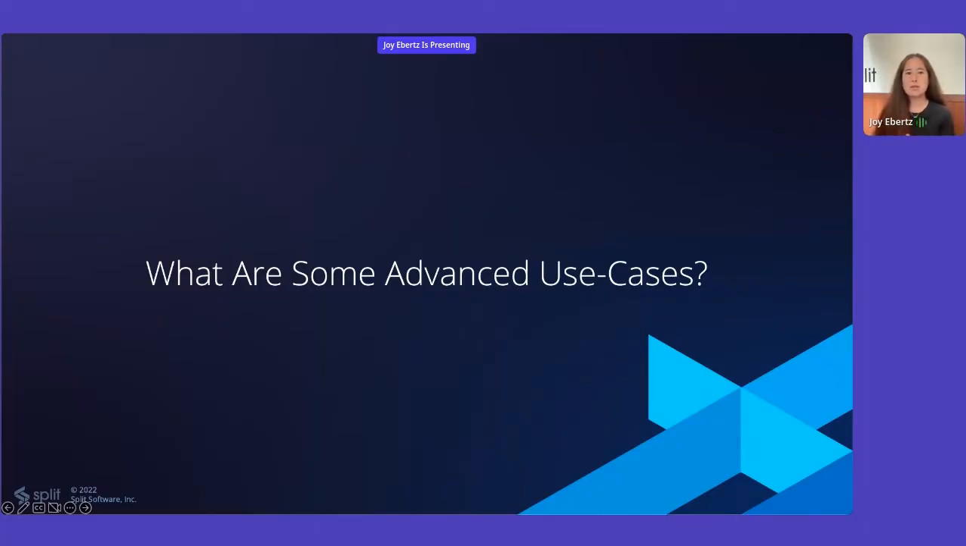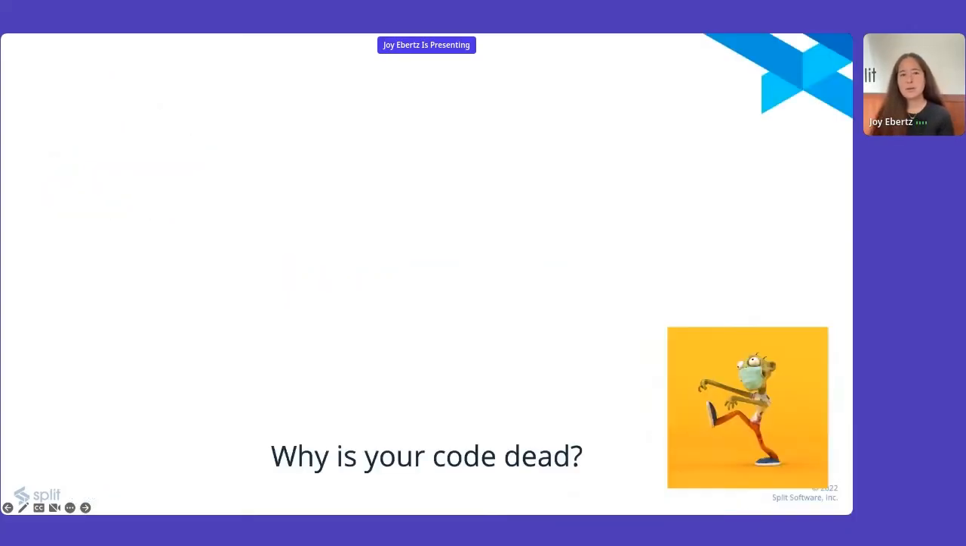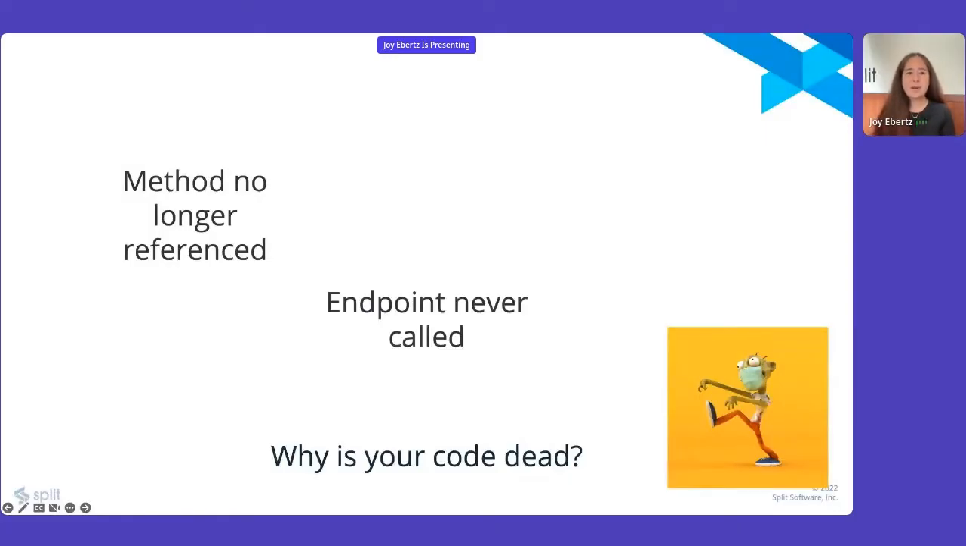But what are some of the more unusual or advanced use cases? The first one I'm going to talk about here is using them to remove dead code. So first of all, why is your code dead? You might have a method that's no longer referenced. And I'm sure a few of you are going to say, oh, but my IDE can tell me this, right? But maybe you have an endpoint that's never called. So it's hard to tell from an IDE if the actual endpoint, like your API endpoint, is called or not.